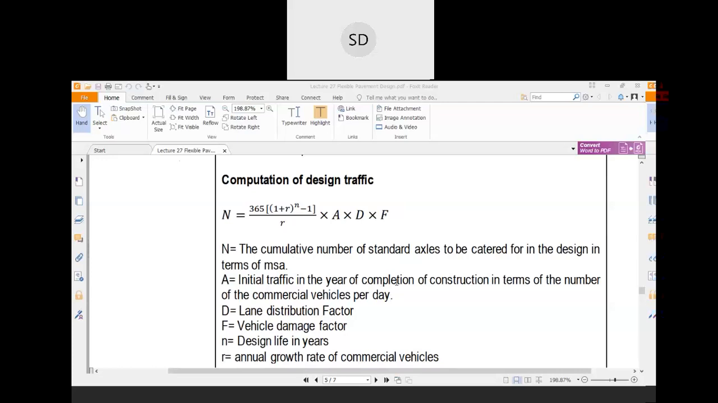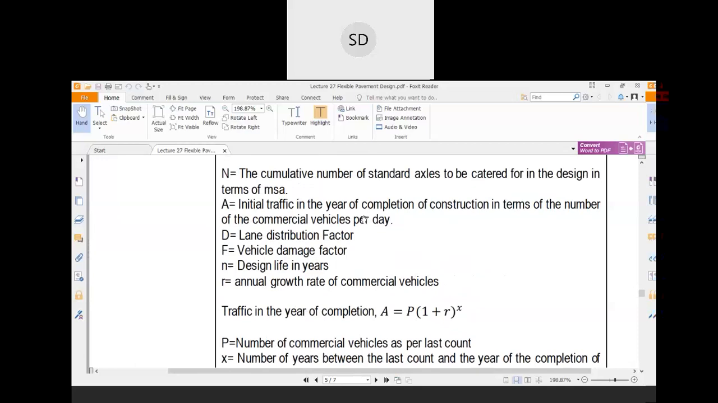A is the initial traffic in the year of completion of the construction, in terms of number of commercial vehicles per day. So what are the commercial vehicles? The vehicles weighing more than 2 to 3 tons are the commercial vehicles. For the design purpose, we need only the commercial vehicles. So A is the initial traffic at the completion of the construction. D is the lane distribution factor, and F is the vehicle damage factor. So considering all these things, you will compute the design traffic for the design of the pavement.